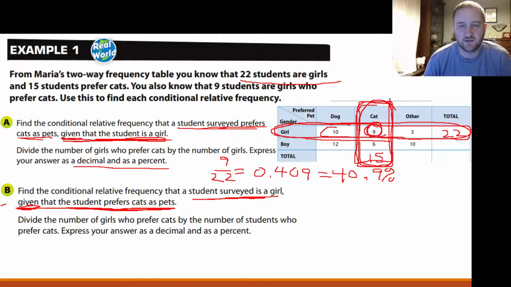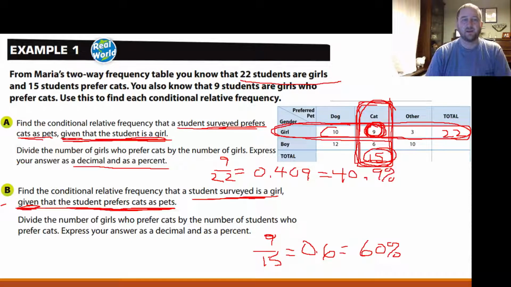There are 9 students that are girls that prefer cats. And now we divide the number of girls who prefer cats by the column total. So 9 divided by 15. 9 divided by 15 is 0.6, which is 60%. This is how you find conditional relative frequency. Basically you're only focusing on one column or one row of the frequency table.